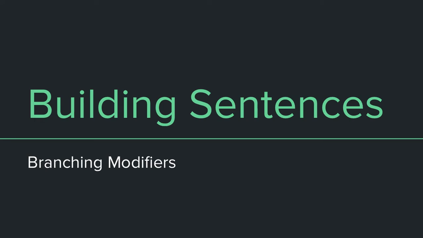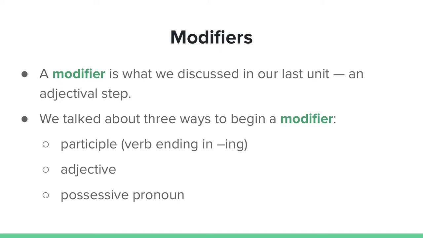In our last unit, we talked about adjectival steps, also known as modifiers. We're going to keep talking about modifiers, but in this video, we're going to talk about how to arrange them in relation to a base clause. So we're going to talk about branching modifiers. But first, let's review what modifiers are.